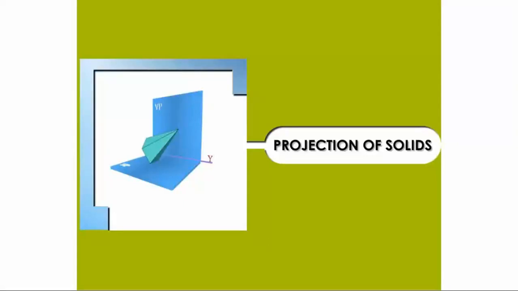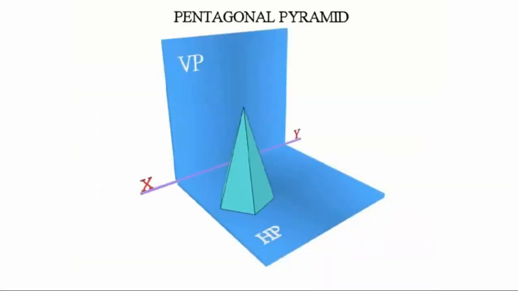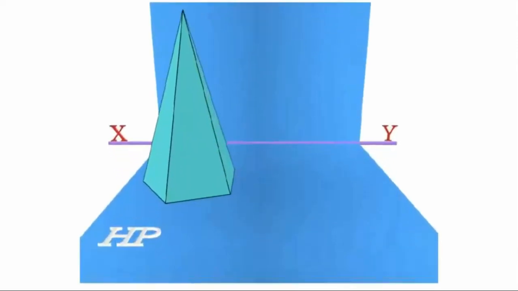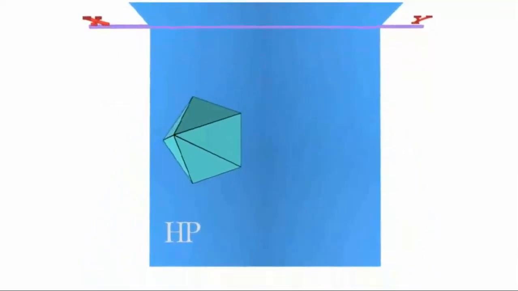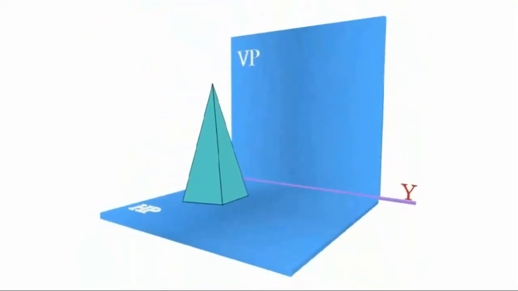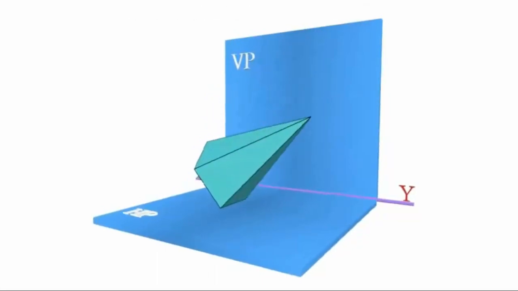Example problem. This video shows the position of a pentagonal pyramid. This pyramid in its simple position rests on HP on its base. After tilting in the final position, the pyramid is resting on HP on one of its base edges such that the axis is parallel to VP and inclined at 30 degrees to the HP.